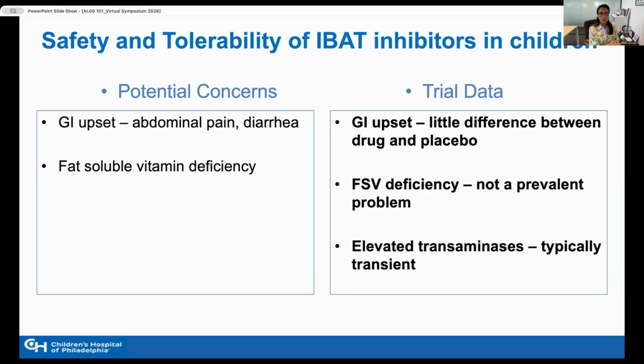Fat-soluble vitamins potentially could have gotten worse, but I think if we pay attention to them, it's not a major problem. And some patients see an uptick in their liver blood work when they start on these drugs, but it largely settles down. So these drugs are pretty safe and well tolerated. And actually, they don't even get absorbed into the bloodstream. They stay within the GI tract. So this has revolutionized how we treat pruritus, itch, now, and it's been a game changer for us and for patients.